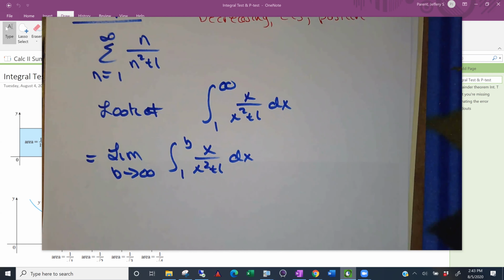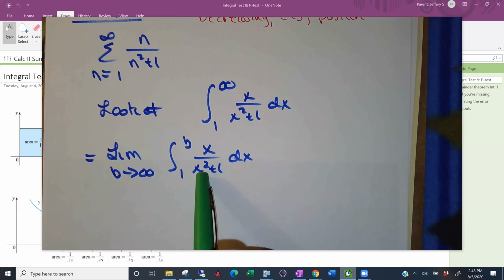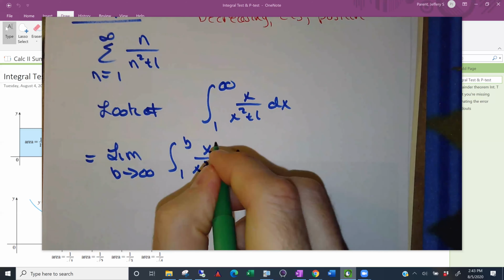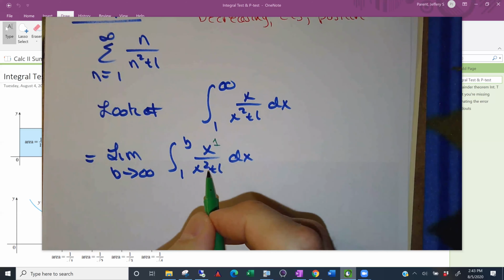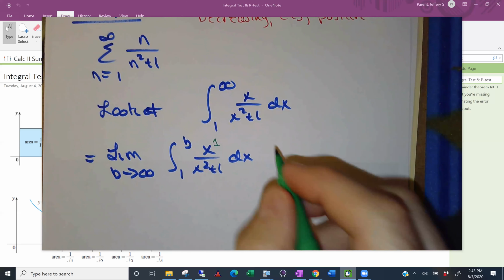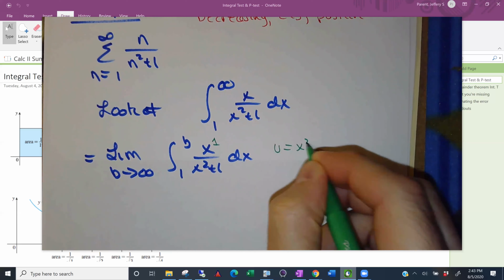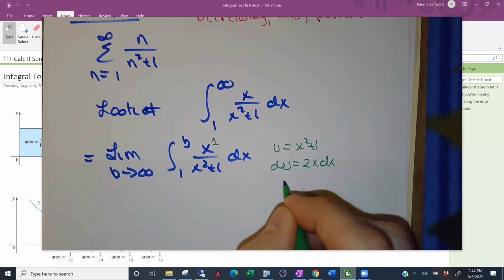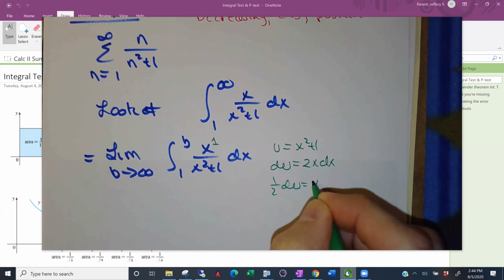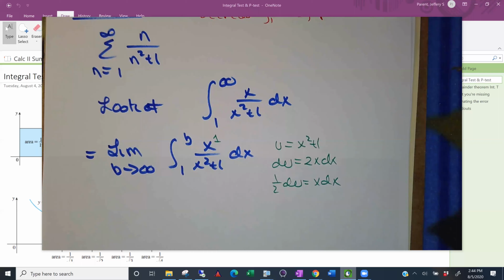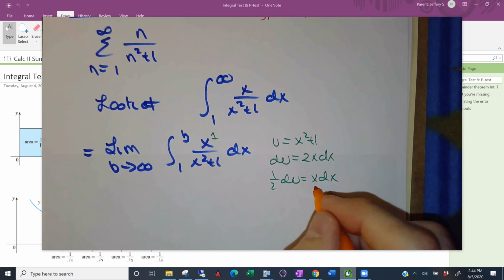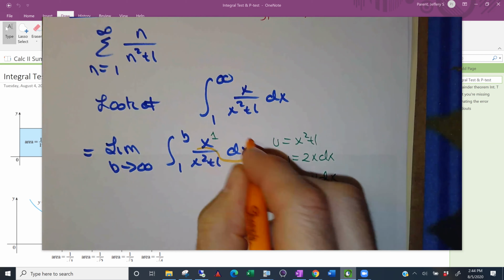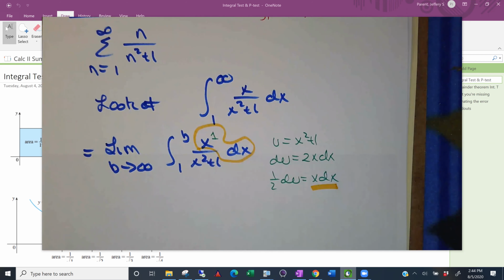So, okay. And this one's not too bad of a problem. What you should see is that the degree in the numerator is 1 less than the degree in the denominator. And that's suggestive of a u substitution. You could let u equal x squared plus 1. du would be 2x dx. So 1/2 du equals x dx, which is nice because 1/2 du, or the x dx, is exactly what I have in the integral. So I can make my u substitution.